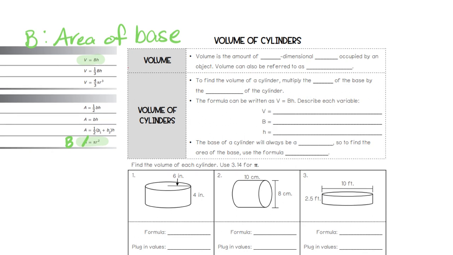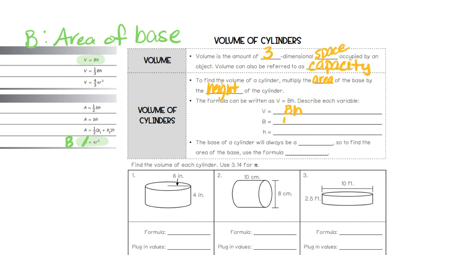So to come over this way, we are talking about volume, which is the amount of three-dimensional space occupied by an object. It can also be referred to as capacity. To find the volume of a cylinder, you must multiply the area of the base by the height of the cylinder. So for example, your formula for volume would be area of the base times height.